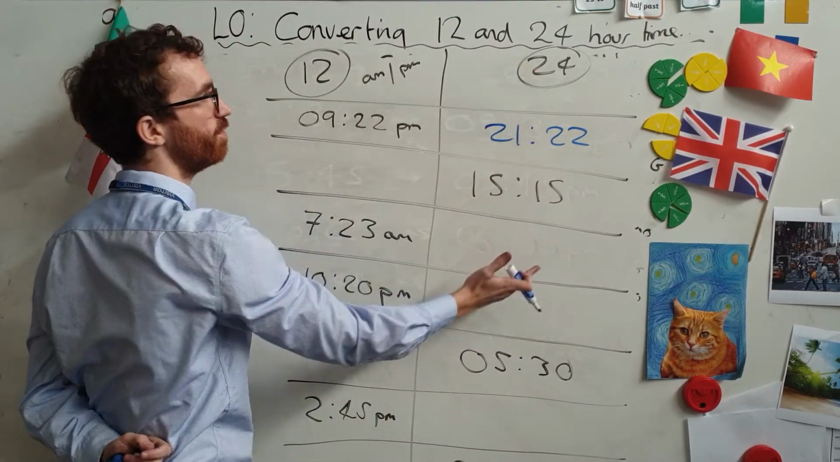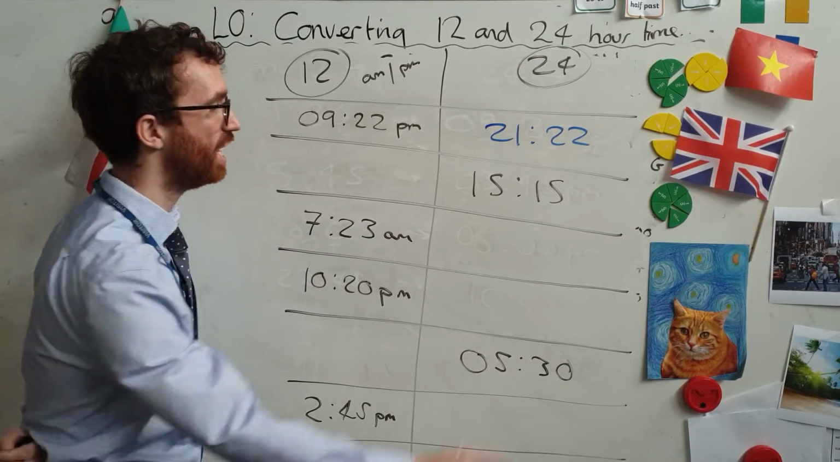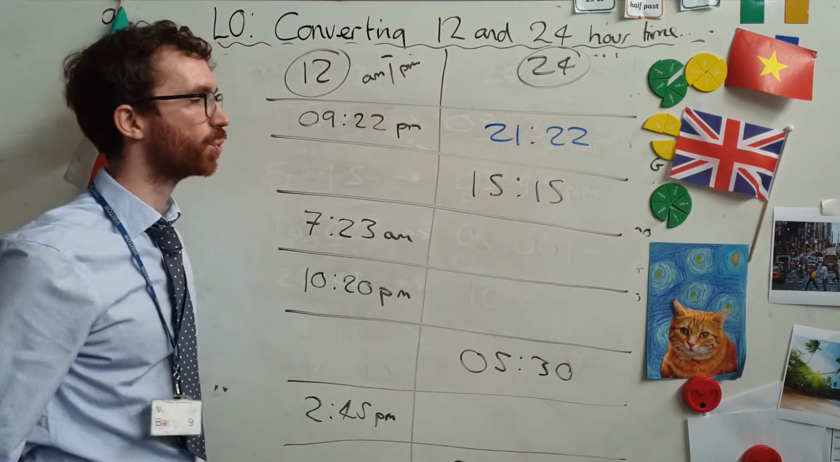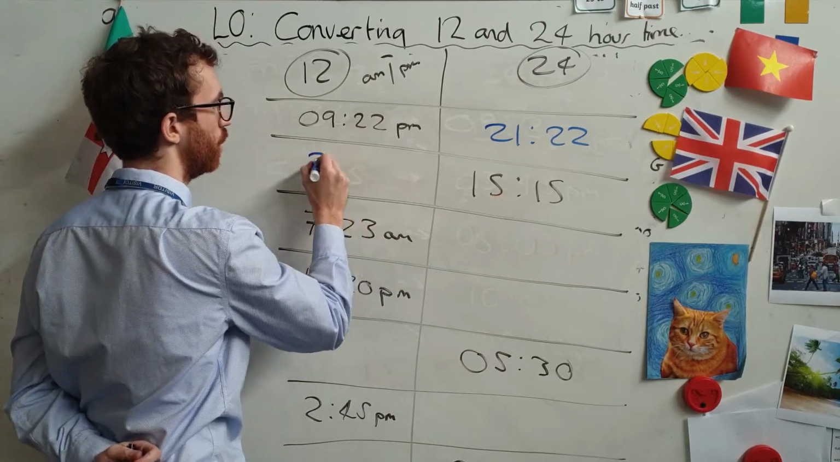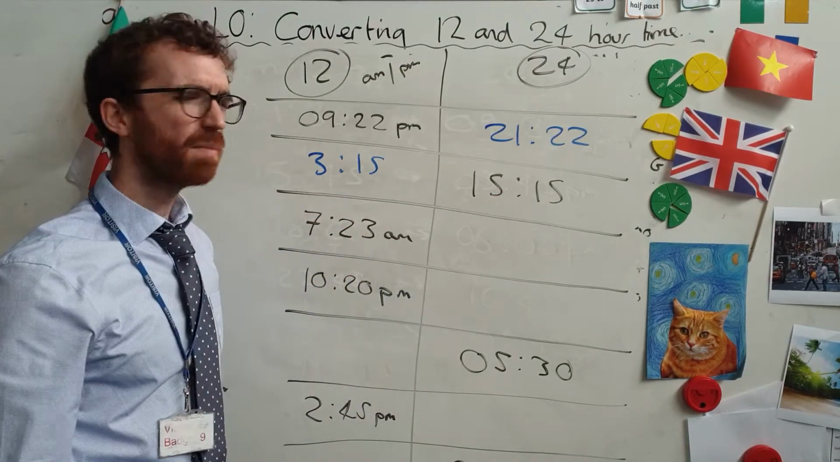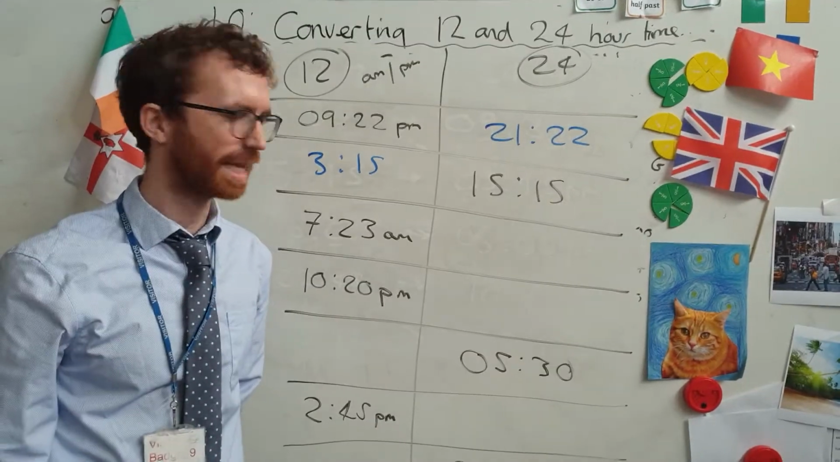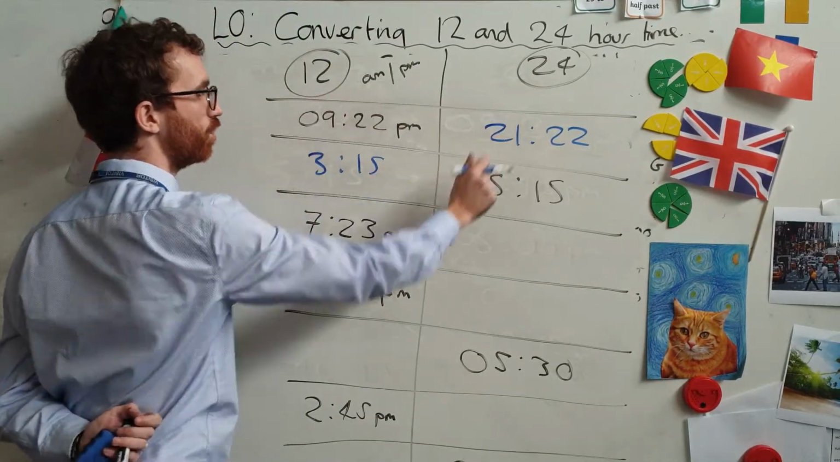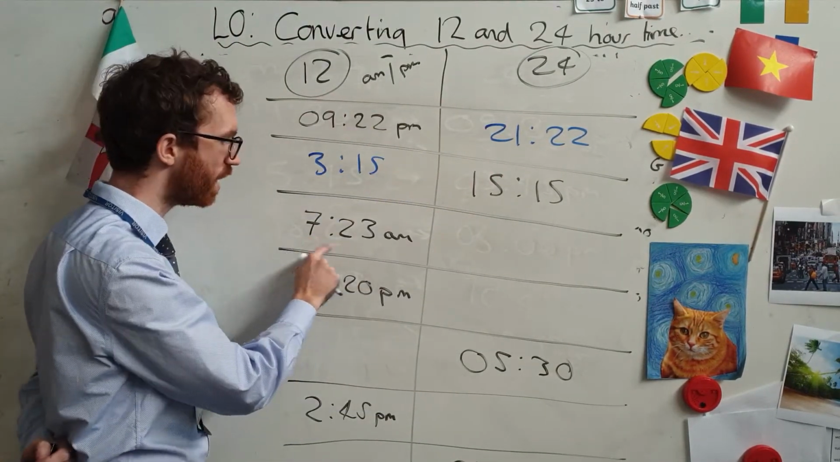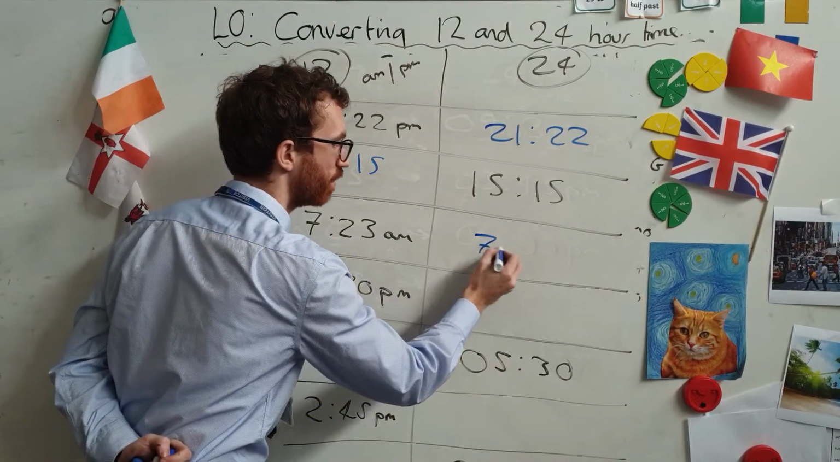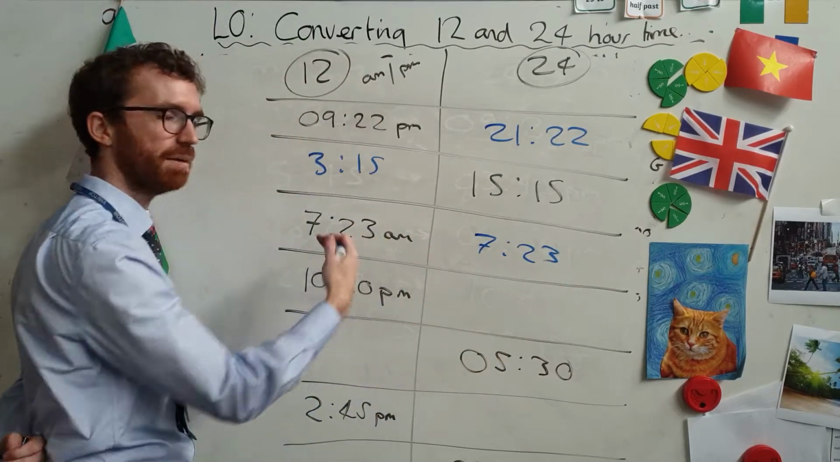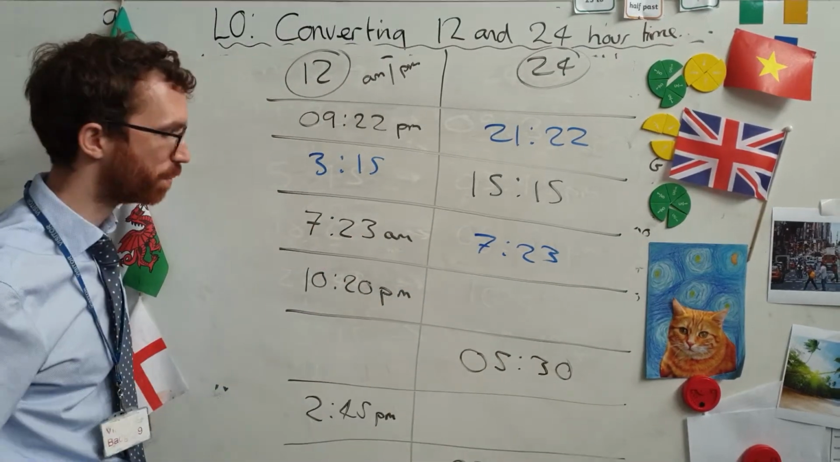Next one, I'm going from 24-hour to 12. Only if it's in the afternoon. Is that afternoon? Yes, it is. It's over 12. So, I'm going to take away 10, take away 2. Take away 10 is 5, take away 2, 3, 15. Remember, the minutes haven't changed, have they? We're only looking at the hours. Right, going from 12 to 24-hour. Add 10, add 2. Oh, wait a second, it's morning. It's morning anyway, so I don't need to add anything. 7:23. Same, it's morning. Just don't need to put the AM or the PM.